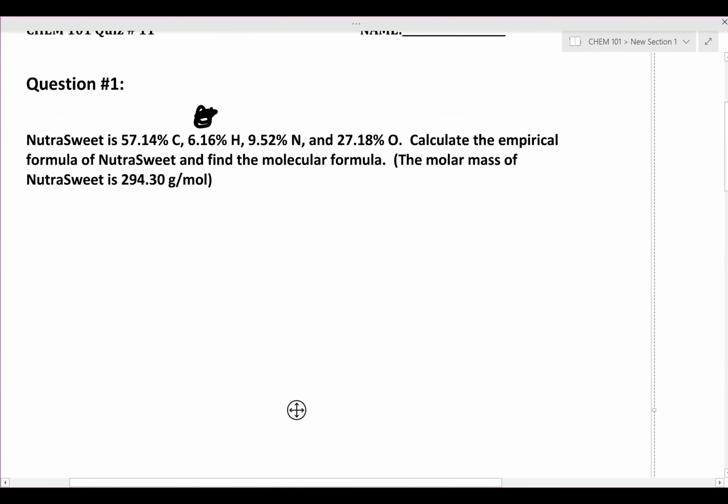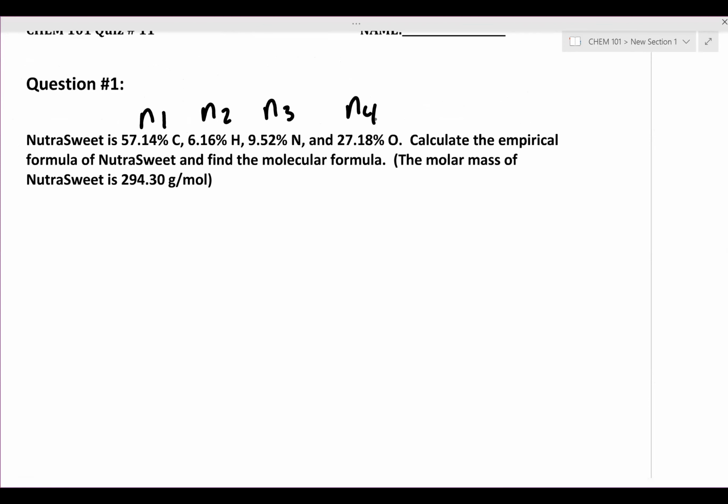Okay, so we label the first element as N1, the second element as N2, the third element as N3, and the fourth element as N4. It does not matter what element you pick as N1, N2, N3, or N4. This is just to help us keep everything organized when we write out our mole ratios. In general, we're going to need to write the mole ratio of each of our elements with respect to one other element. So I'm going to choose to write all of our mole ratios with respect to N1.